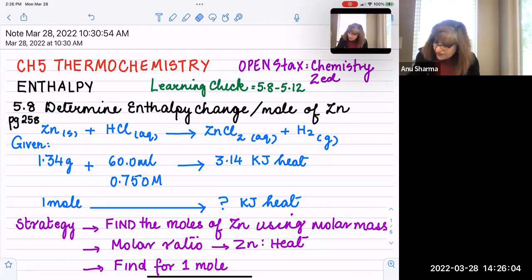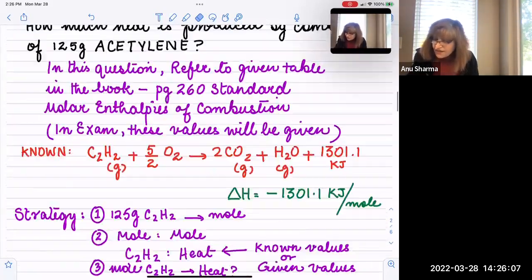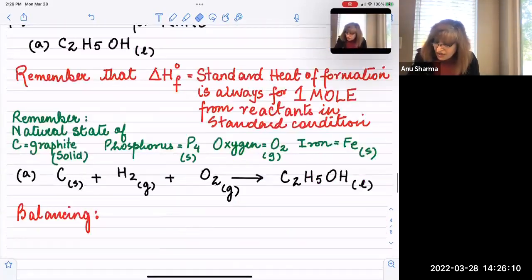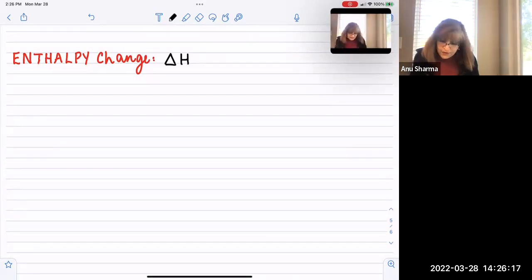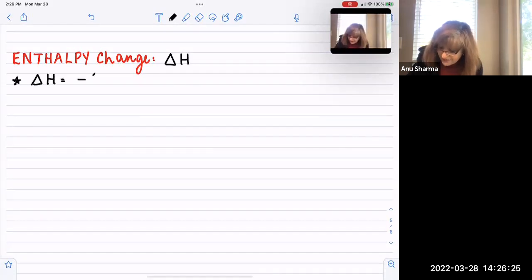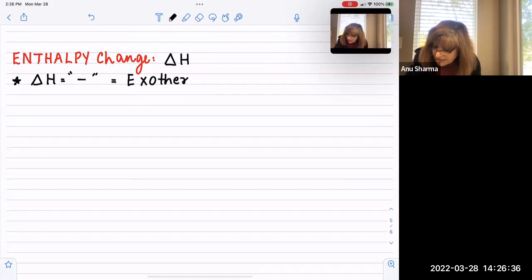Okay, when we talk about enthalpy, there are certain postulates, and you need to understand what enthalpy is, represented as delta H. And delta H has some values. If the value of delta H is negative, that means the heat associated with the reaction is exothermic. Exothermic reactions release heat. So how much heat is released? That is shown by the heat of formation of the products.